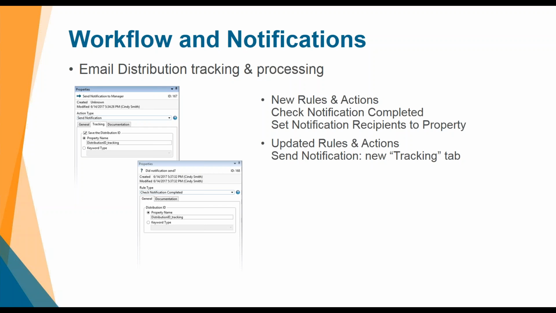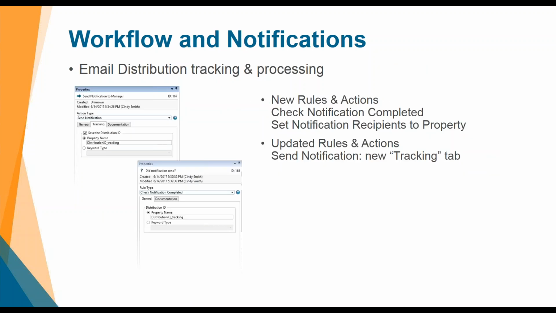And so you can enable that. You can see there's a tracking tab now on your notification action. So send notification tracking, set the property, and then you can evaluate that property to make sure that it actually completed. And if not, you can of course put it to an exception rule or have it do a retry to make sure that it gets out. It's a fantastic add for sending out your information and making sure that it got there.